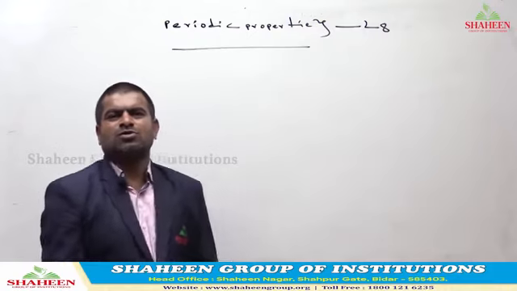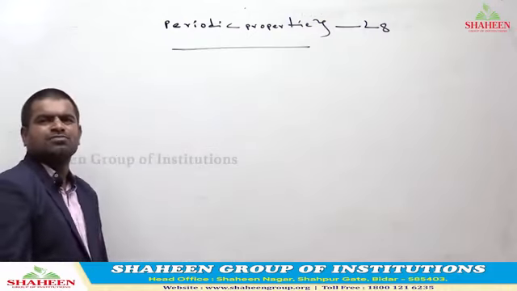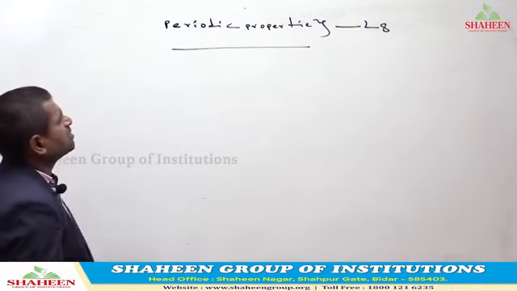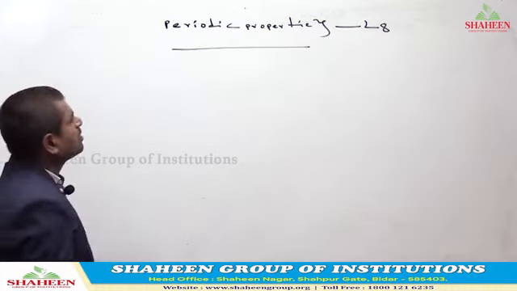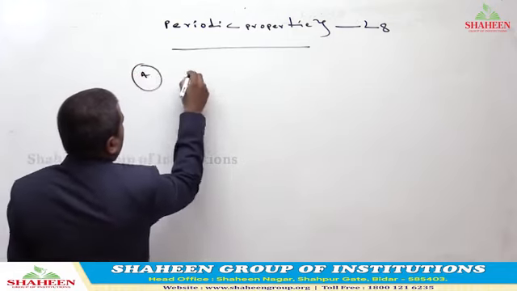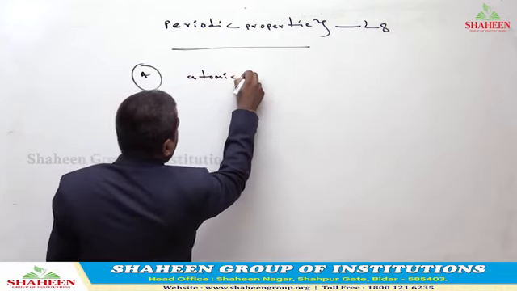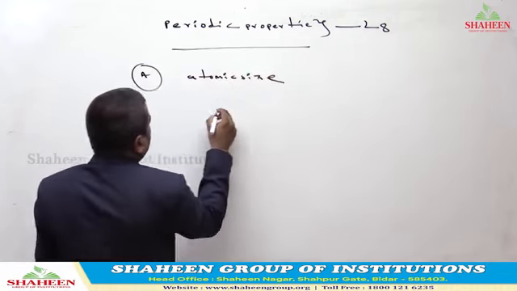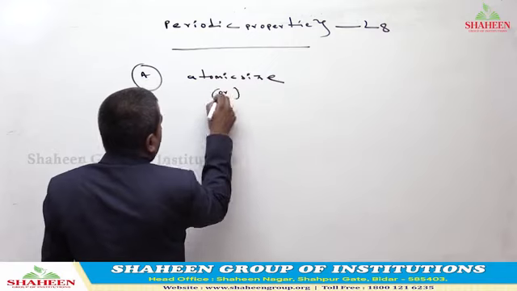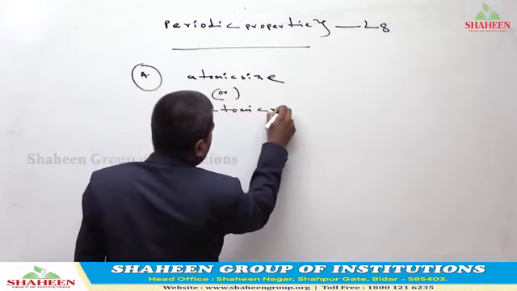Hello students, today we are going to discuss periodic properties. Remember students, the first periodic property is called atomic size, or atomic radius.